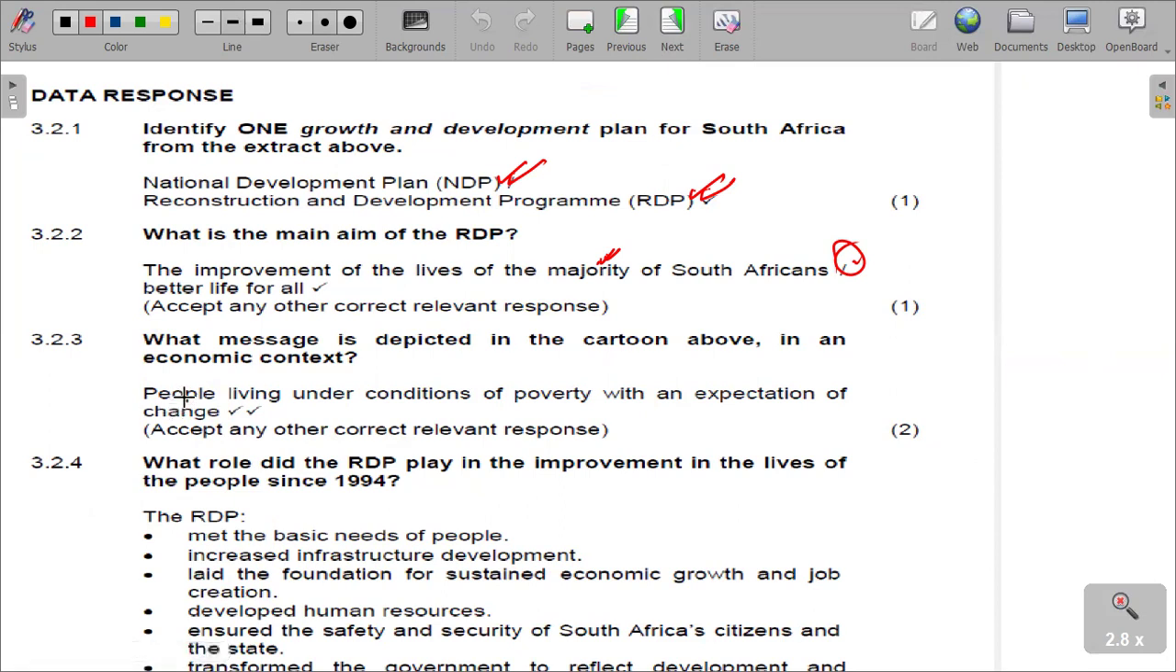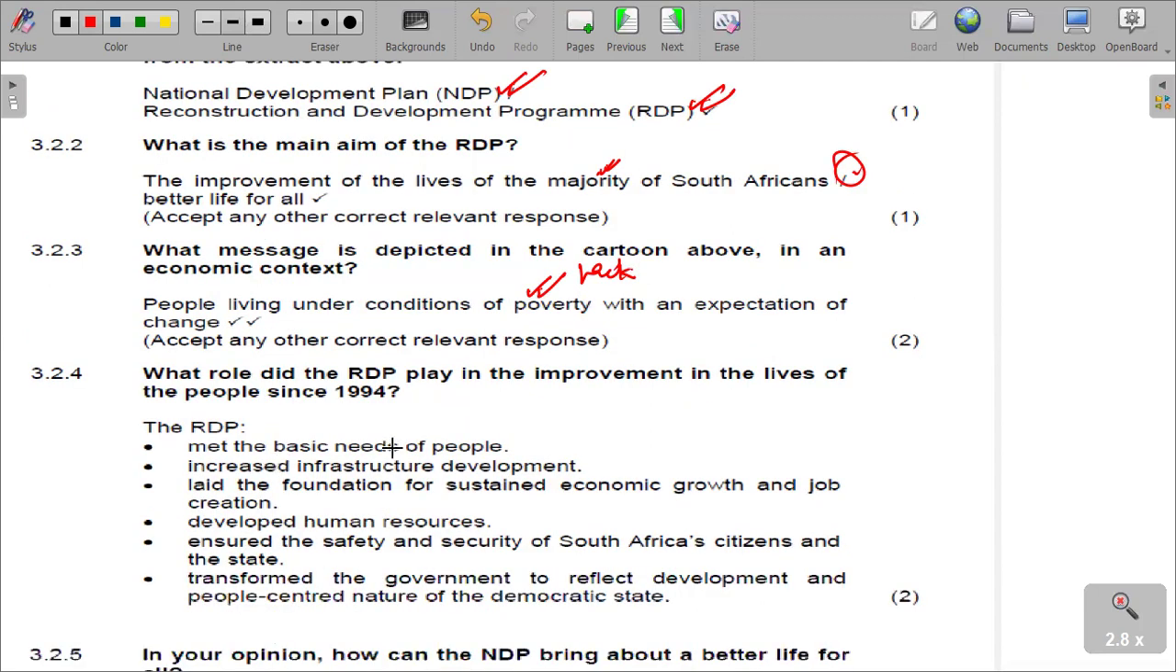People are in limbo. They are not sure. People are living under conditions of poverty, but however there is expectation of change. People are living in conditions of lack, but they are also expecting some positive changes. That is what it is in that regard, as to say there is no light, but there is little light showing there. And then what role did RDP play in the improvement in the lives of the people since 1994?